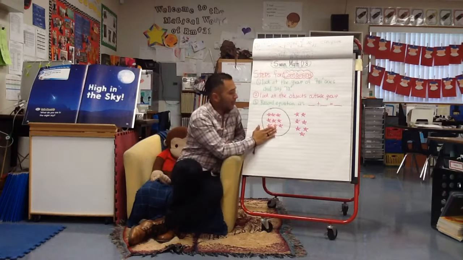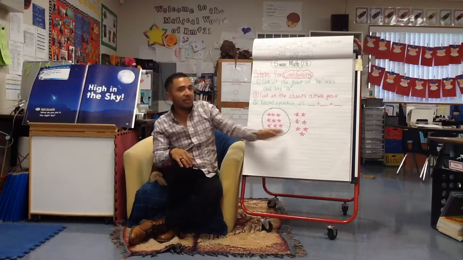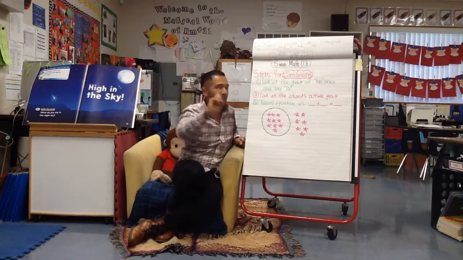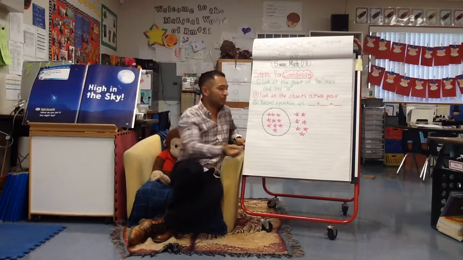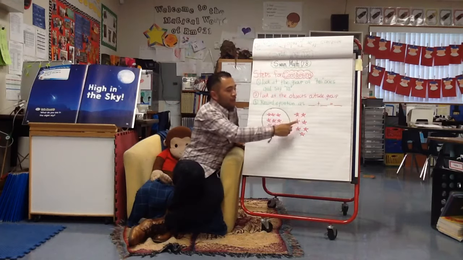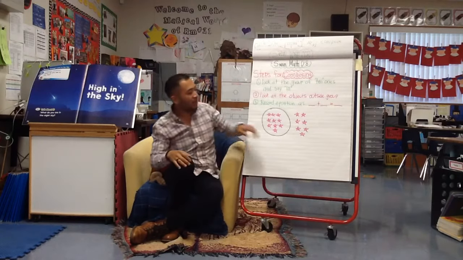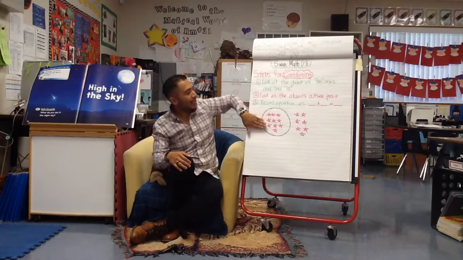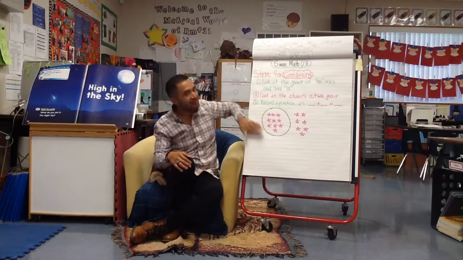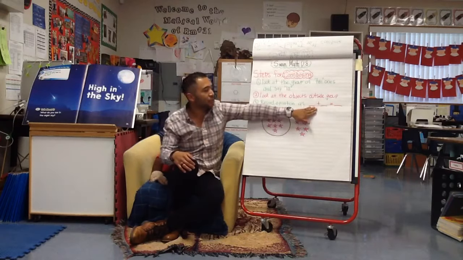Okay, I know I have 10 right here. I know I have other objects outside of my circle. So let me find out how many objects there are outside of my circle. 1, 2, 3, 4, 5, 6, 7. I have 7 objects outside of my circle, and I know that I have 10 objects inside of my circle. So these are my parts to my equation.